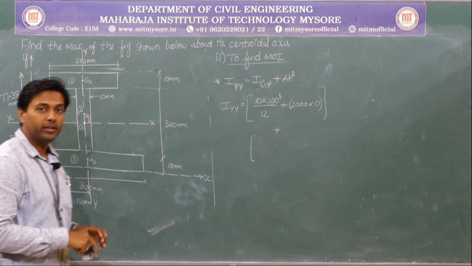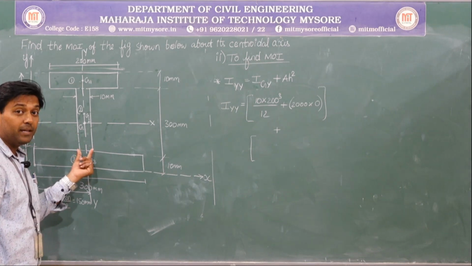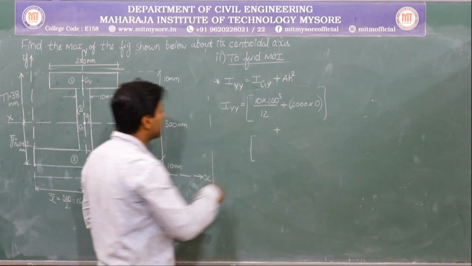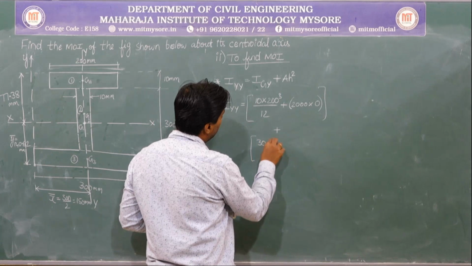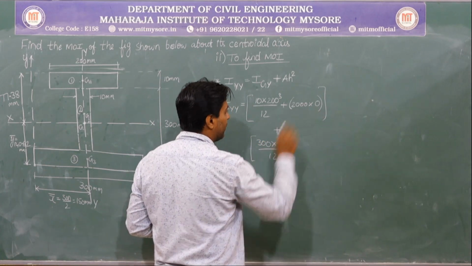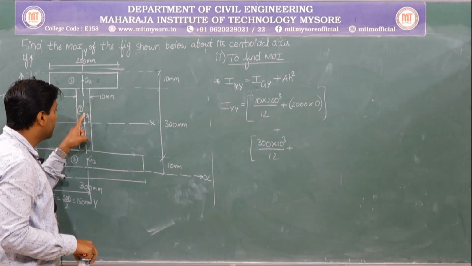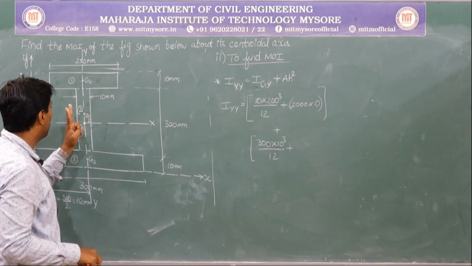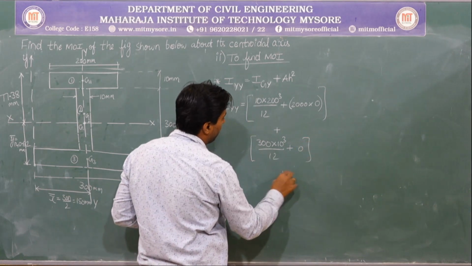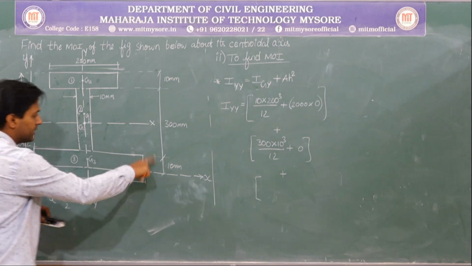So similarly, let me go with that second diagram. So it is again db cube by 12. About y axis I am calculating. db cube, d is 300, 10 cube by 12 plus area into h. What is that h? It is the centroid of the concerned diagram till the reference axis. They are overlapping with each other. Therefore, it becomes 0 plus one more. Again db cube by 12. So d is 10.